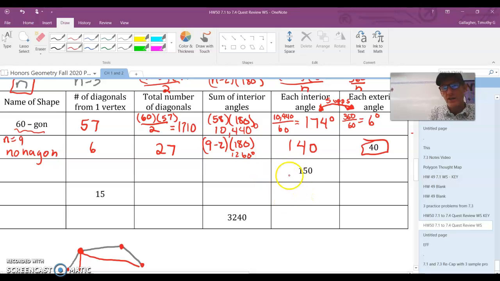All right. The next row has 150 for each interior angle. That means each exterior angle is 30 degrees. Now 360 divided by 30 is 12. So that's called a dodecagon. Okay, and that's 9 diagonals from each vertex.